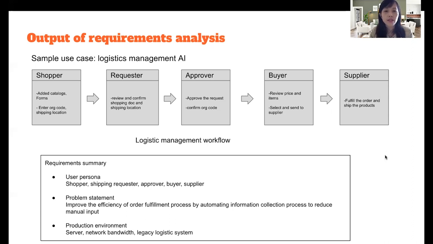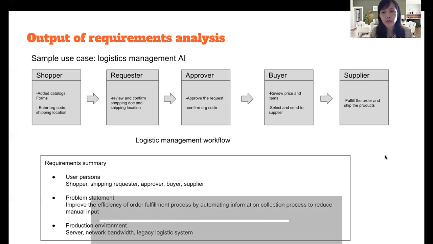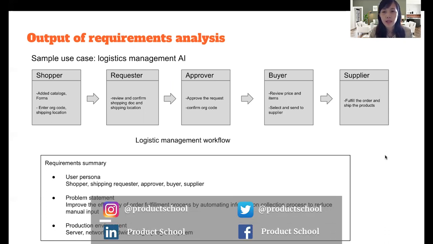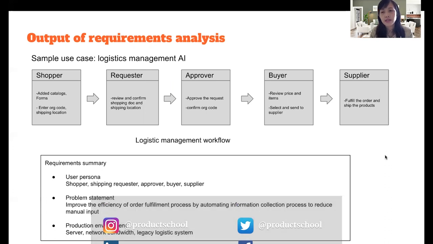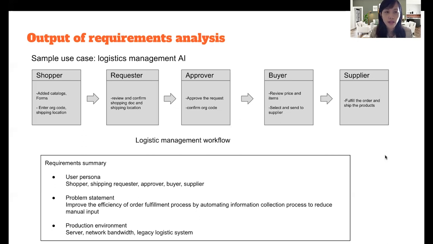Let's use Logistics Management AI as an example. The different user personas we want to support include shopper, requester, approver, buyer, and supplier. Each of them wants to perform a different task using our AI product. For example, the shopper wants to enter the product they want to buy into the system. The requester wants to submit this request after reviewing the information entered by the shopper. An approver will think about the need of the company and then approve the request if it's reasonable. The buyer will help find a supplier who can fulfill this request. And the supplier will actually provide the product the team needs.